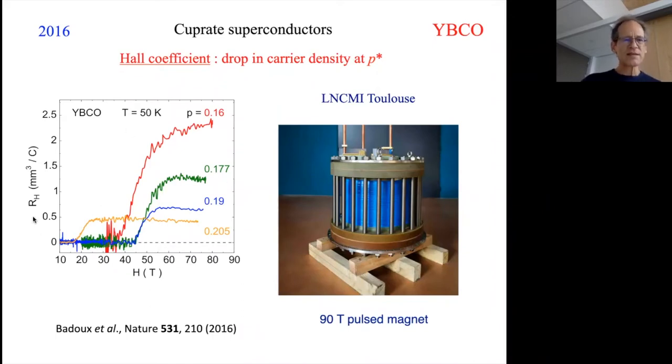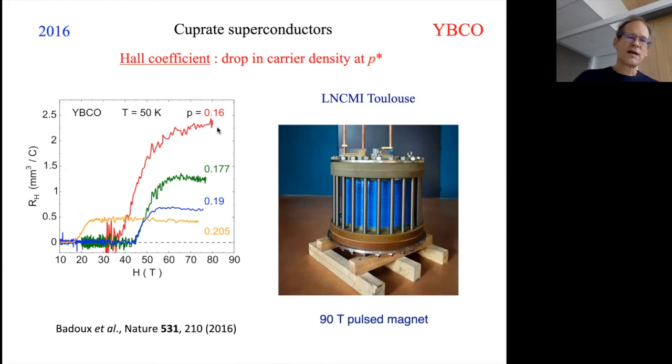And this data is simply the Hall coefficient. So in a simple one band metal, the Hall coefficient would be equal to 1/ne, where e is the electron charge and n is the carrier density. And the sign would tell you the sign of the carriers: if it's negative, it's electrons, if it's positive, it's holes. So what we see from this measurement is that, first of all, the Hall effect is positive, but it changes very dramatically as you modify the doping. It goes from a low value at high doping to a high value at lower doping.